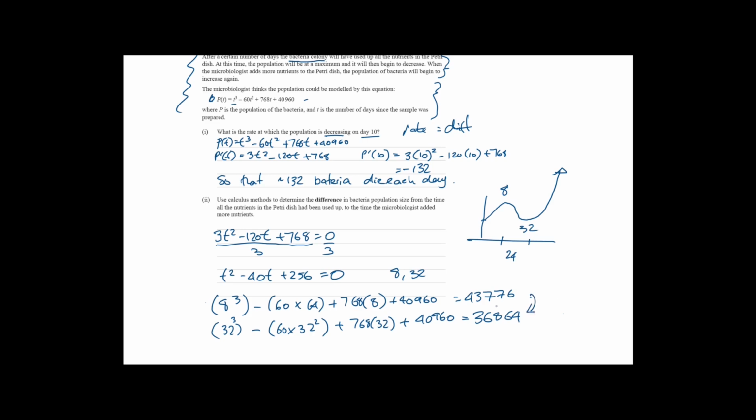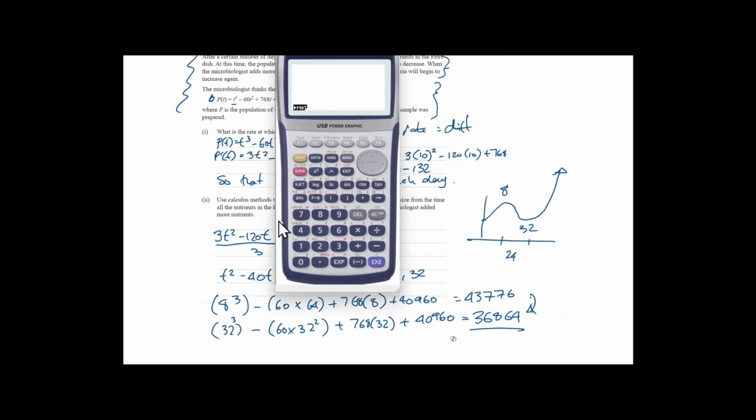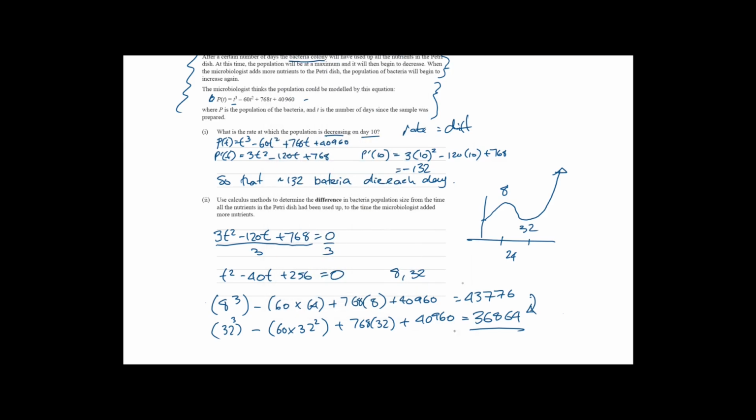So the difference here is how many bacteria our evil overlord microbiologist killed. So the difference is going to be, could have just subtracted it, but there you go. 43,776 minus 36,864. So 6,912.